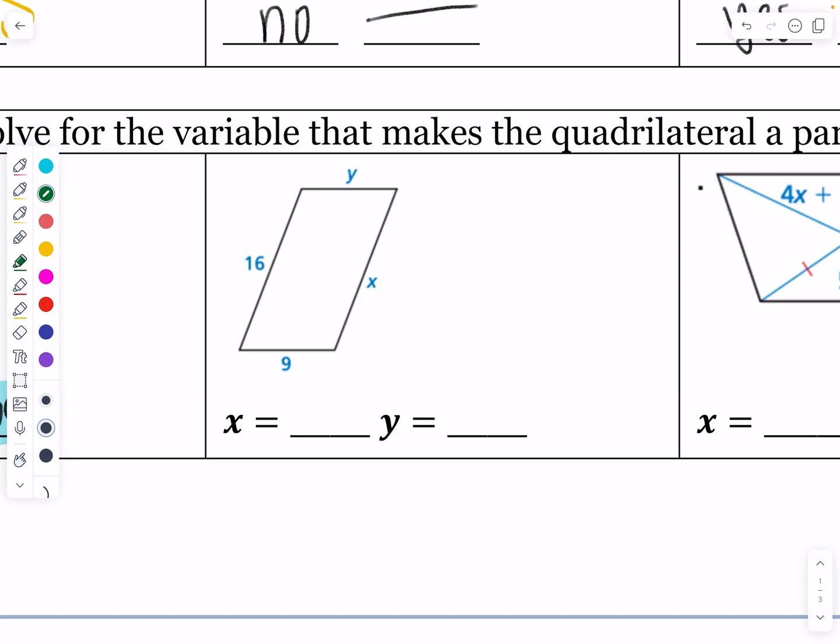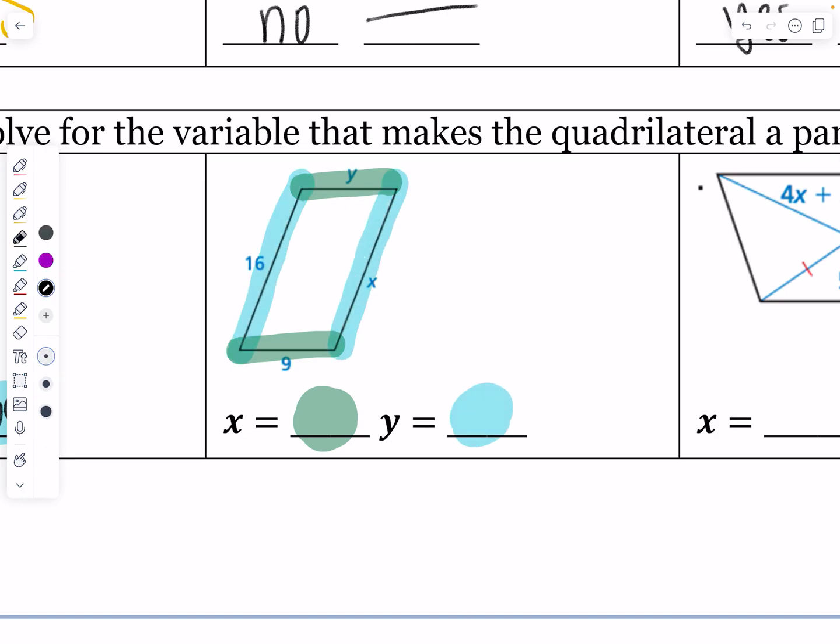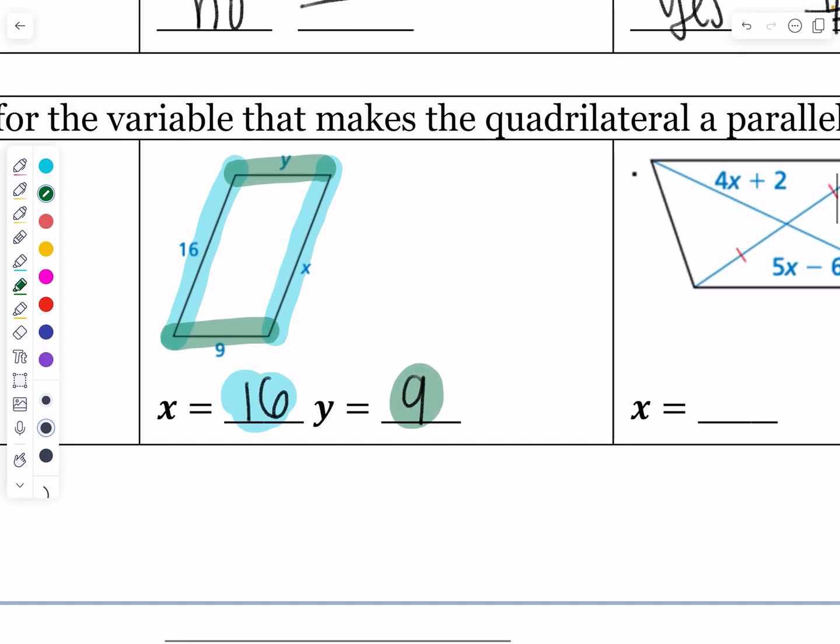Now we've got opposite sides. If y is equal to its opposite side, which is 9, then it's a parallelogram. And if 16 is equal to its opposite side, which is x, then it's a parallelogram. So if those values hold true, for x that would have to be 16, and for y that would have to be 9. So I need to change those colors. Hold on one second. Fix that. If x is equal to 16, that's the blue one, then it's a parallelogram, and then if y is equal to 9. Okay? All right. If not, it's not a parallelogram.